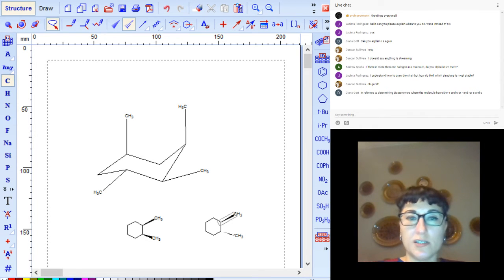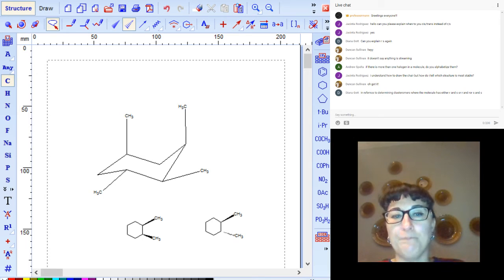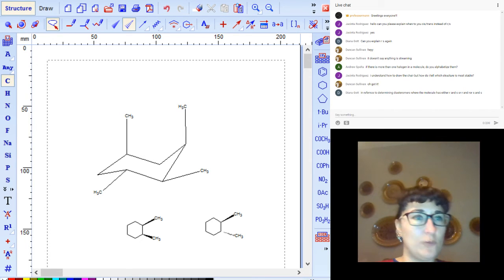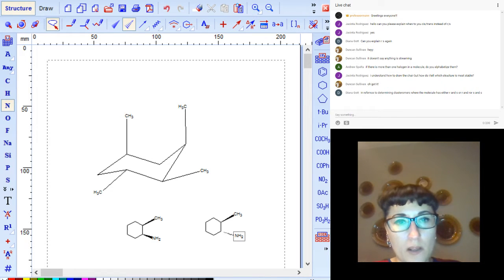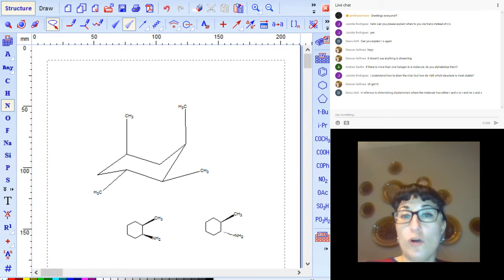Now you could look at these, and also we couldn't do it with the ones I did because they have a plane of symmetry, but let's put like a nitrogen there so that they're not the same. Okay, so now we have 2 chiral carbons on there, and you could come up with the stereochemistry using the R/S system just like we've done with other things.